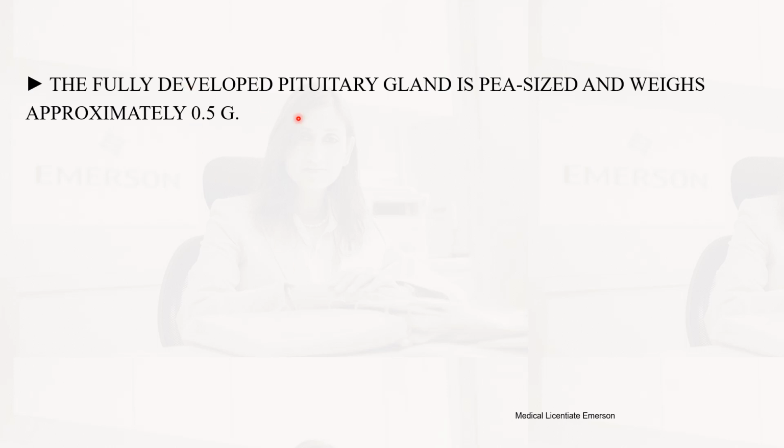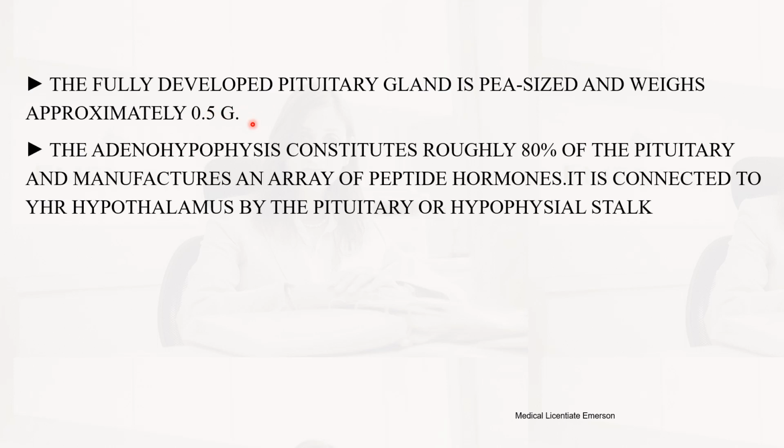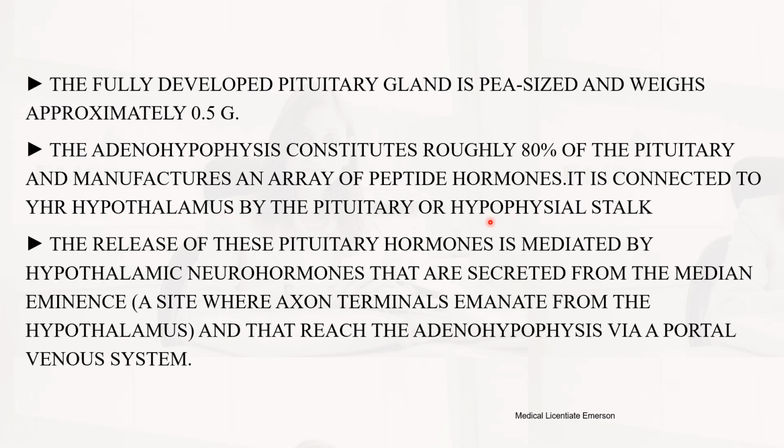Okay, then the fully developed pituitary gland is pear-shaped, pear-sized, and weighs approximately 0.5 grams. Then the adenohypophysis constitutes roughly 80% of the pituitary and manufactures an array of peptide hormones. It is connected to the hypothalamus by the pituitary or hypophyseal stalk.